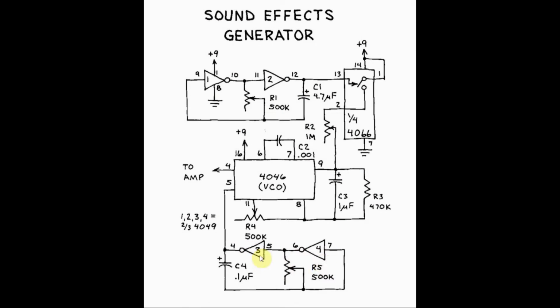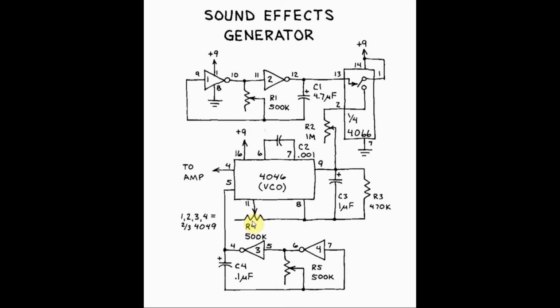Here we have another A-stable multivibrator that generates a high frequency clock signal, and the frequency is controlled by this pot here. This clock signal is input into the inhibit input of the 4046 VCO IC, and by varying this potentiometer we are changing the chop rate at the output of the VCO.